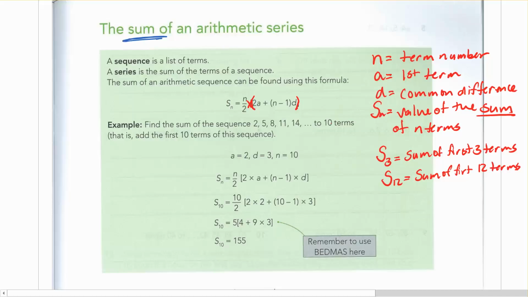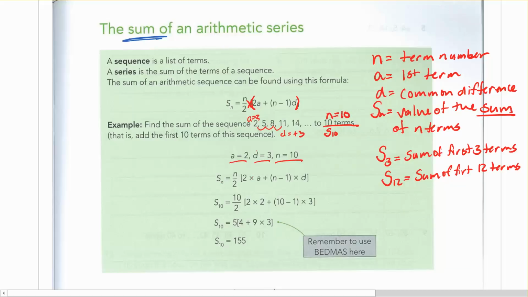So if we take a look at it, find the sum of the sequence 2, 5, 8, 11, 14, up to 10 terms. Here, what they're looking for is S10, the sum of the first 10 terms. And that tells us that n is 10. I know here that my a is going to be 2 because it's the first term, and if you look at those differences, what am I going up in each time? d is going to be plus 3. So a, d, and n, and then we can just plug them straight into this formula.